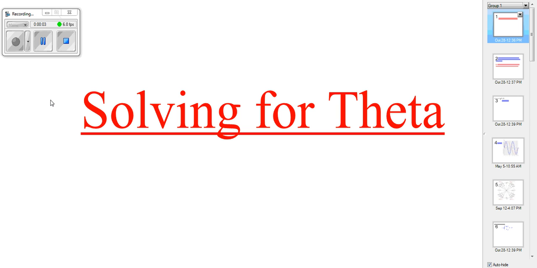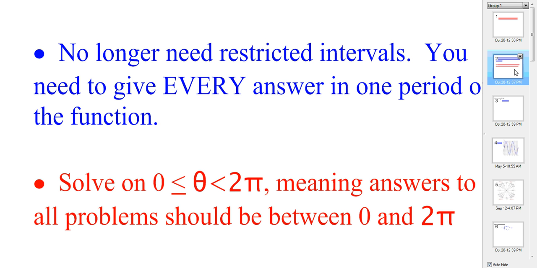Okay, in this lesson we are going to be looking at solving for theta, which is kind of like doing inverses on the unit circle. Just so you know, there will be no -1 symbols or no arc symbols in here. Because we're not doing inverses, they don't technically need to be a function, and so we don't need to worry about restricted intervals when we do this. So we will be looking for every single answer on the unit circle, not just the ones in the restricted interval.